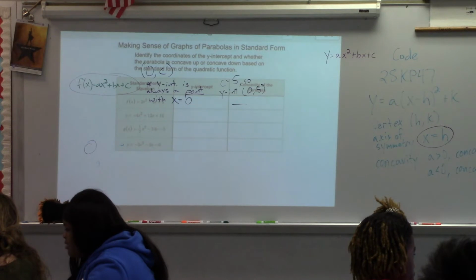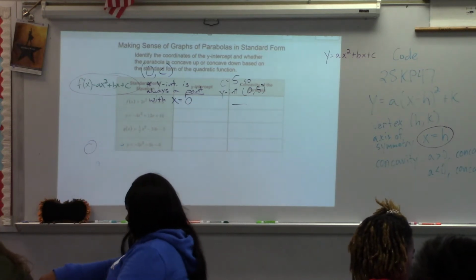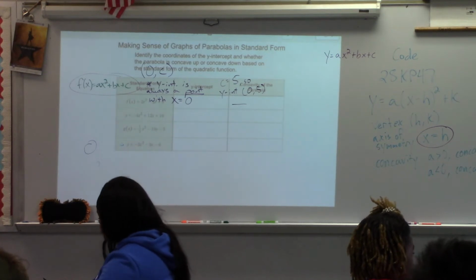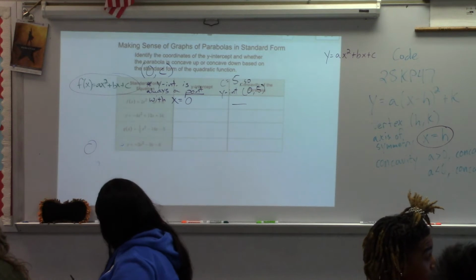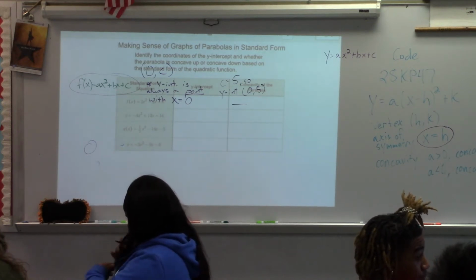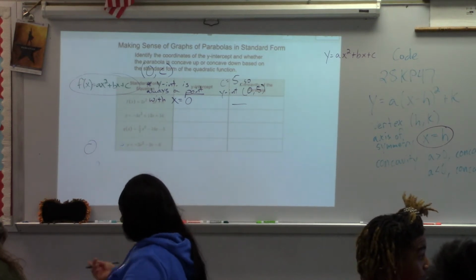Now, I want to pause and I want you all to look at this. What issue might I have with this y-intercept? Right. If you're going to do a point, you've got to have those parentheses. Trying to make sure we know that before we have understanding checks.